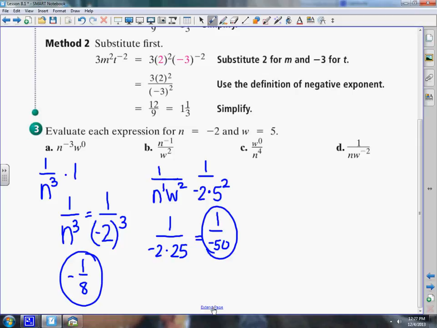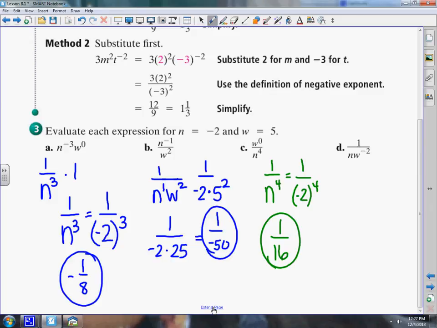Next I have w to the 0 power is 1. So this would be 1 over n to the 4th, which is negative 2. So 1 over negative 2 to the 4th power. So negative 2 four times: negative 2 times negative 2 is 4, times 4 is 16. So 1 over 16.